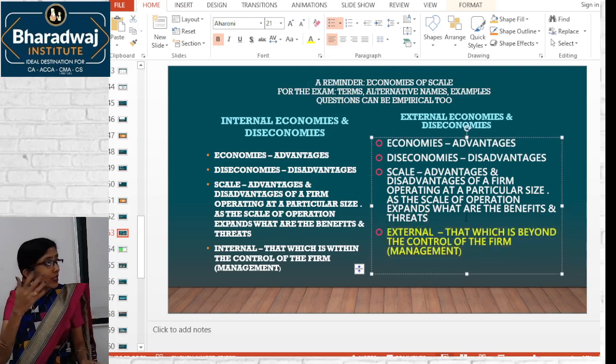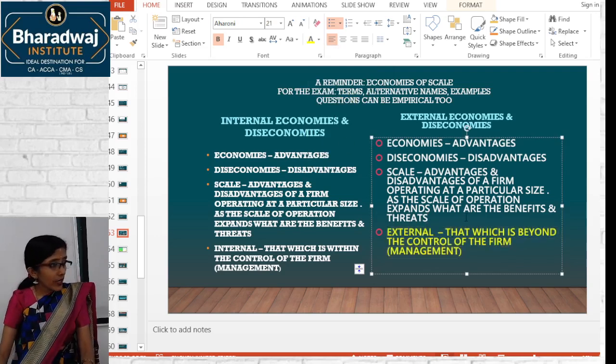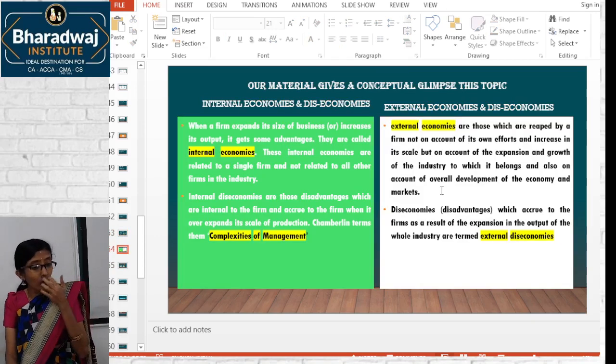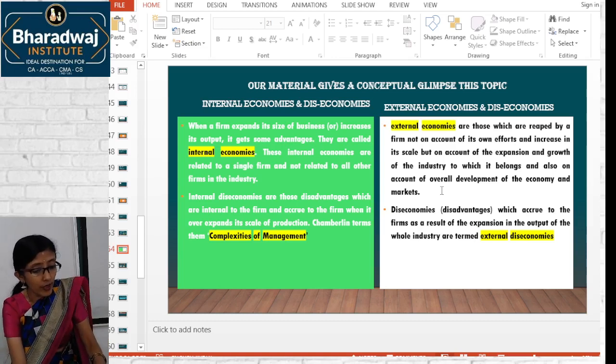That which is beyond the control of the firm. Okay, now go to the next one. Yes. Now our material also gives a glimpse into all these things, if you would have seen that. So what is an internal economy?